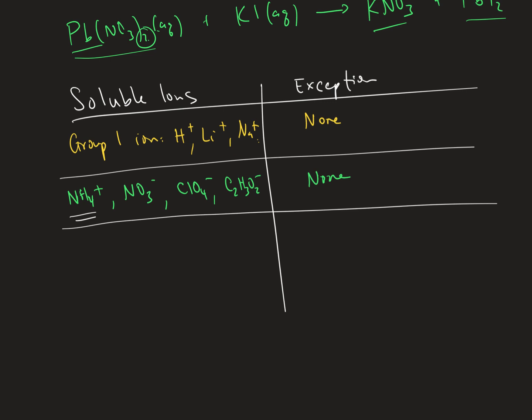Then we got the halogen ions, or halide ions. Chlorine, bromine, and iodine. Notice fluorine's not on there. Fluoride is not always soluble. It's partially soluble most of the time, but it's not always soluble. Yeah? And the group 1 ions, is it just those 3? No, all of them. Yep.